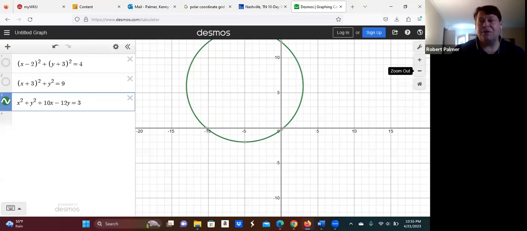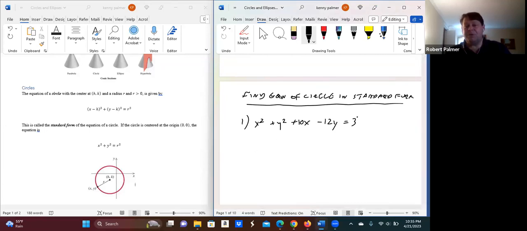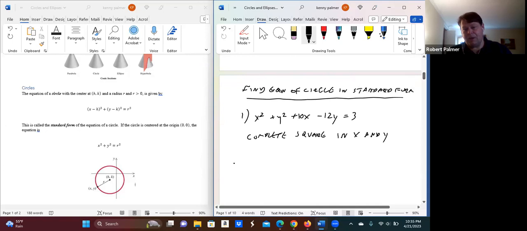So let's actually put it in standard form. It's easier to work with, and we'll see it gives us the same thing. The way we're going to do that is a few steps. First, make sure that our constant term, if there's a constant term, is on the right. And what we're going to do is complete the square in both x and y.